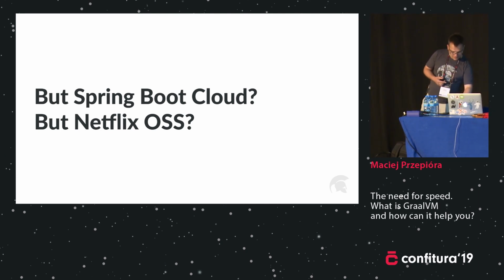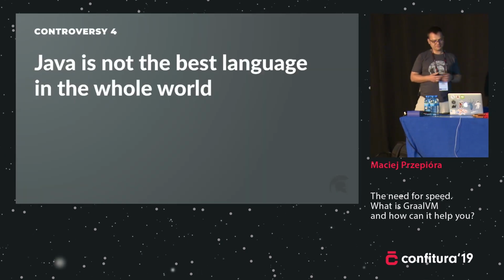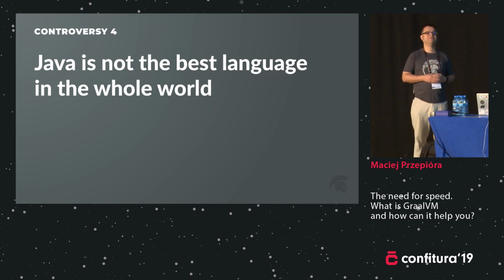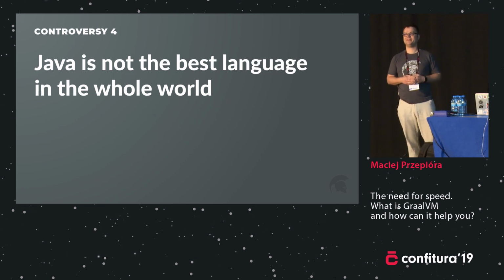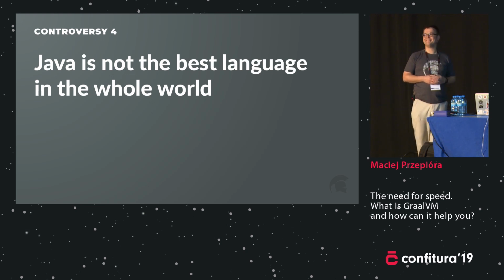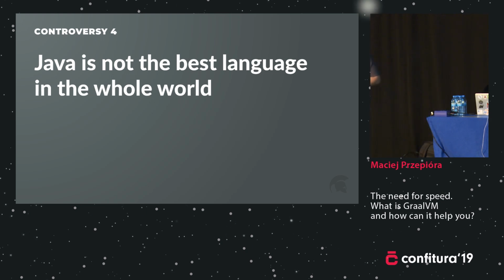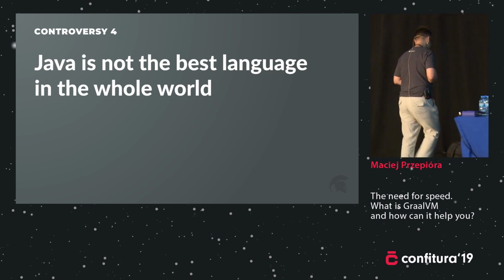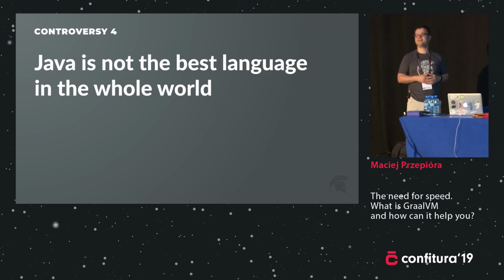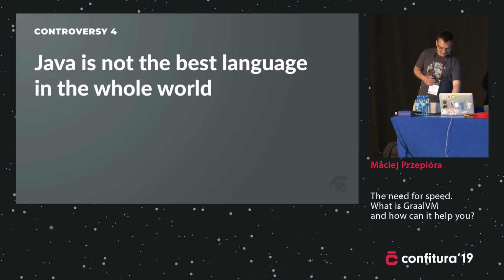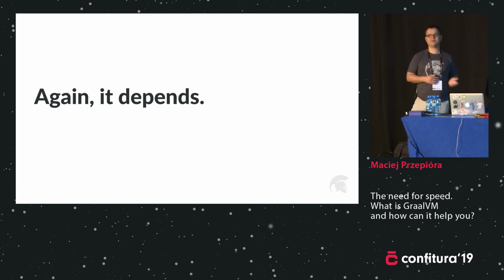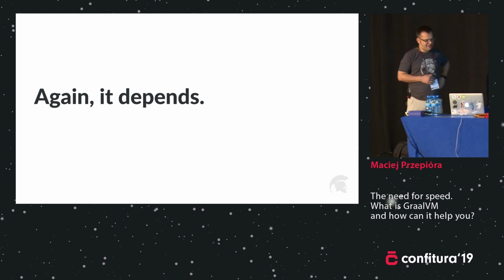So then I've got another controversy. Java is not the best language in the whole world. Who would agree? Oh, you're attending a Java conference, right? Excuse me? Oh yeah, there is Kotlin, which is better. That's true. I mean, there is Kotlin. That's the part that I agree with. Okay, so again, it of course depends. That's the best answer that a senior developer can give, right? It depends.